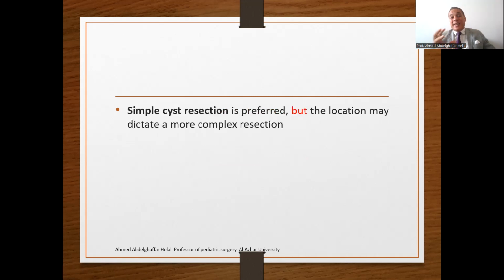Simple cyst resection is preferred, but the location may lead to more complex resection. So it's very important: pancreatic duplication usually communicates with the main or accessory pancreatic duct, and may be intrapancreatic, extrapancreatic, or connected to the stomach. The pediatric surgeon should diagnose the case very well.